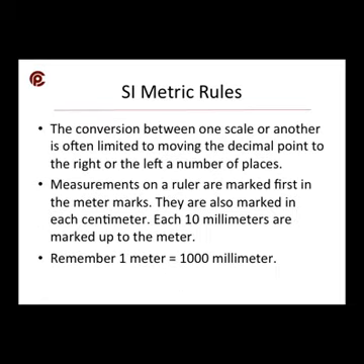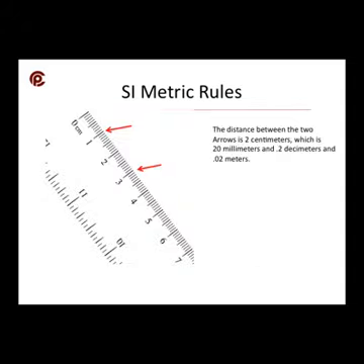The conversion between these scales is limited to moving the decimal place to the left or right by a certain number of places. Measurements on a ruler are marked first in the meter marks. They're also marked in each centimeter. Each 10 millimeters are marked up to the meter. The thing to remember is 1 meter is 1,000 millimeters. The distance between the two arrows is 2 centimeters, which is 20 millimeters, 0.2 decimeters, or 0.02 meters.